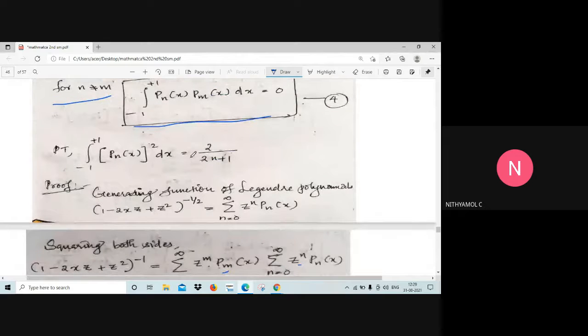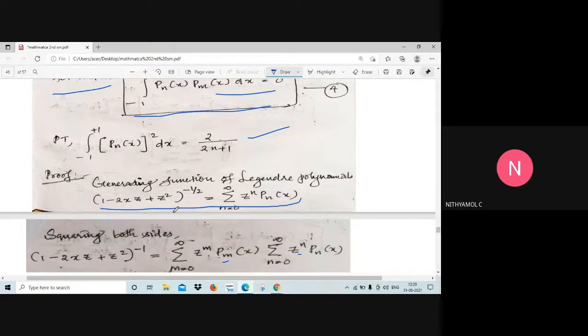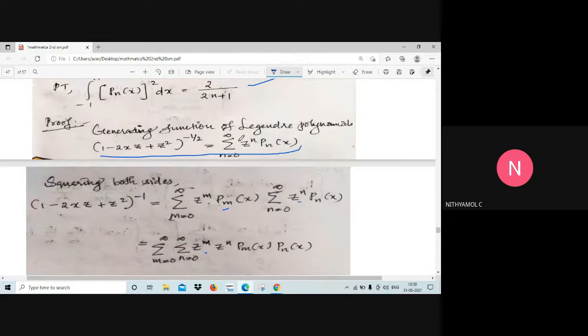Now we have to prove the second equation, and we have to combine the second equation and this equation. So prove the integral from -1 to +1 of pn x square dx equals 2 divided by 2n plus 1. In order to prove this, we can start from the generating function of the Legendre polynomial, this one. We already derived this. So squaring both sides of the generating function.